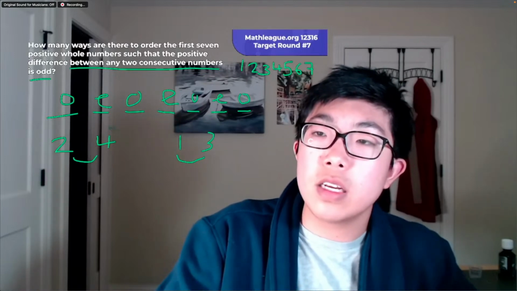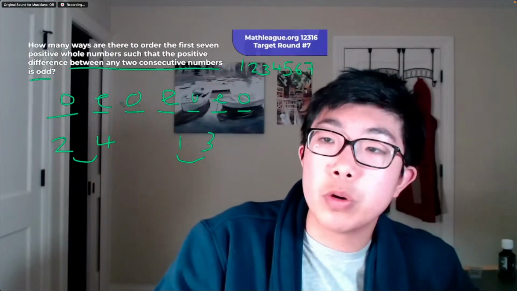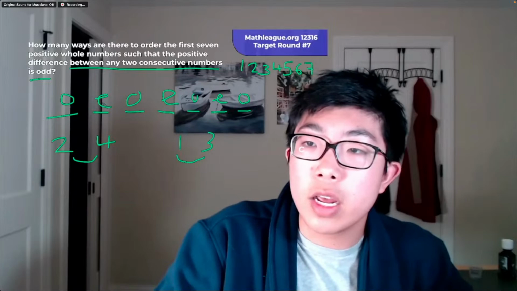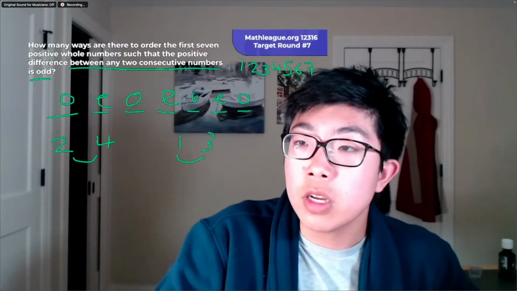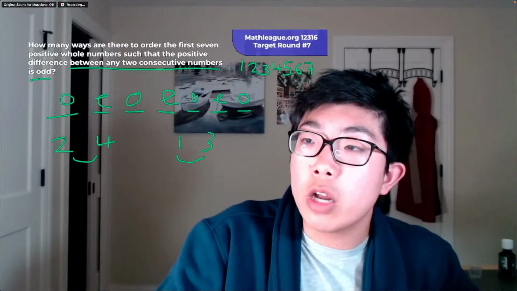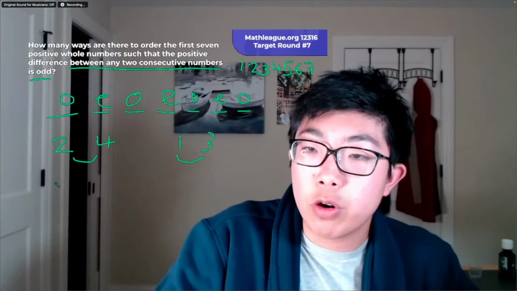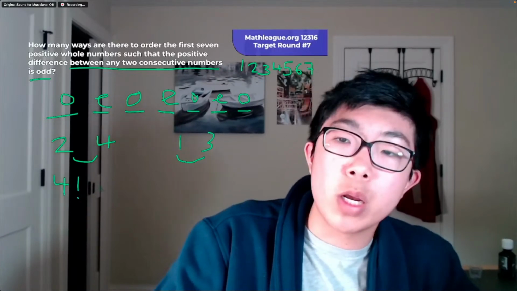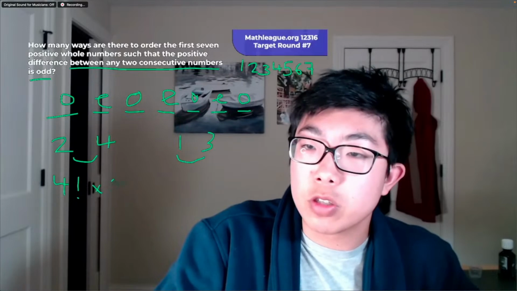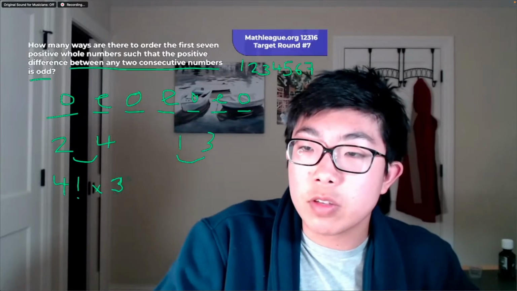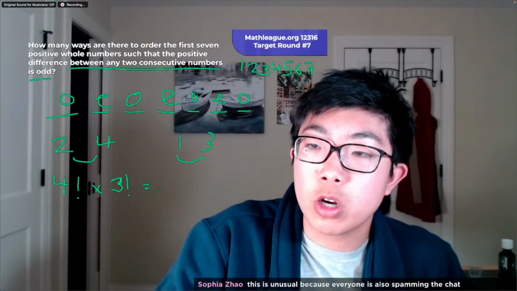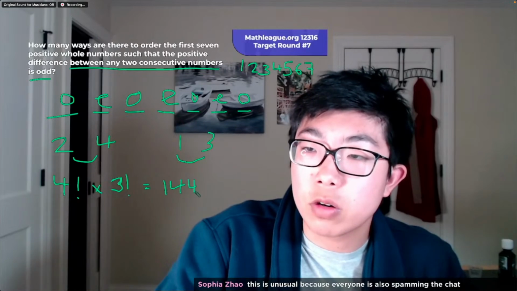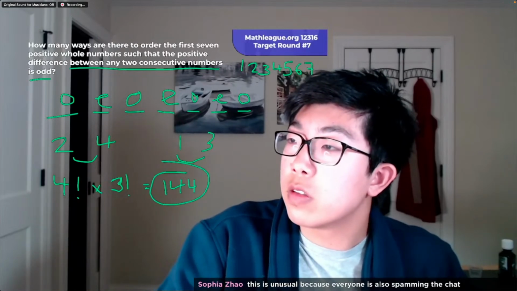And now notice that it doesn't actually matter what numbers we put in these slots as long as they are odd and even as we want them to be. So we can rearrange the odd numbers in any way we would like, which is 4 factorial. And then we may rearrange the even numbers in any way we like, which is 3 factorial. So this gives us 24 times 6, which is 144 as our answer. And let's check if this is correct. And it is.